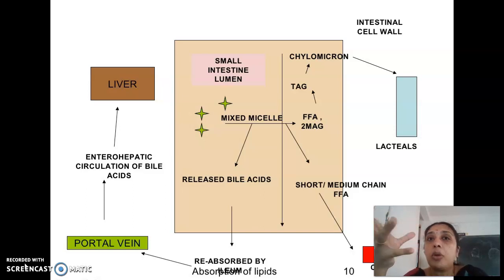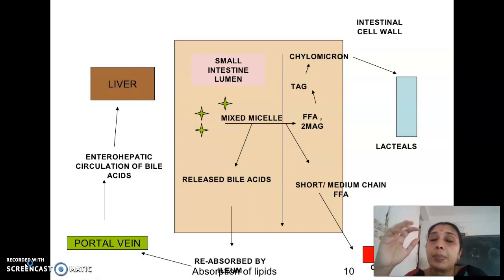This bile, with the help of cholecystokinin, what happens? It causes a contraction of the muscles of the gallbladder, and it is secreted into the common bile duct, and the common bile duct opens into the small intestine. So that is how the bile enters into the small intestine and causes the detergent action.